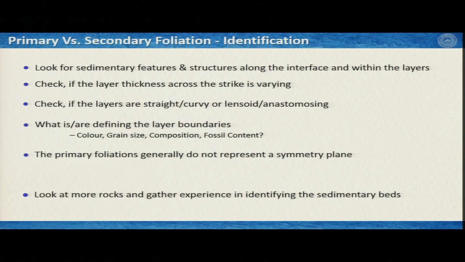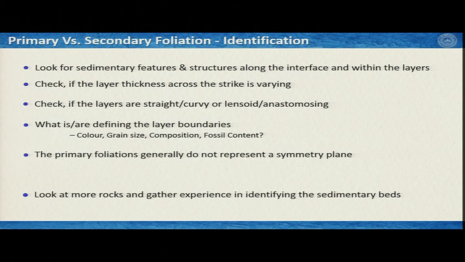If we have to find sedimentary foliations or primary foliations, then look for sedimentary features that are generally present at the interface of the layers. Say, for example, you can figure out load clasts, you can figure out some sort of convolute laminations, you can figure out the cross laminations or cross beddings and so on. All these things define that you have the primary foliations present there.